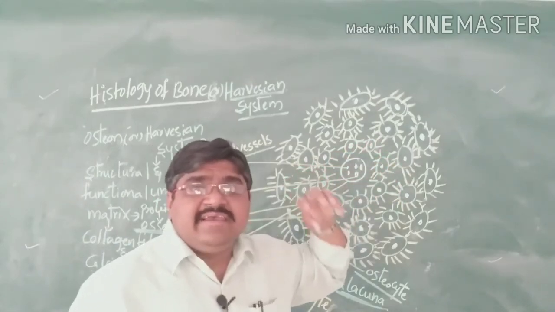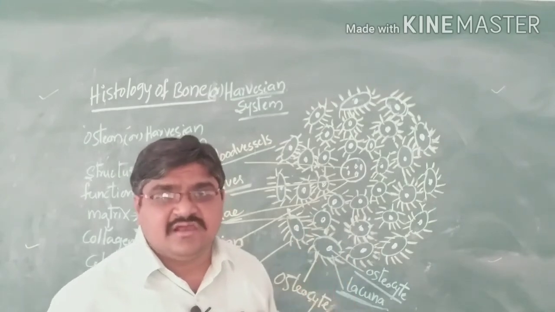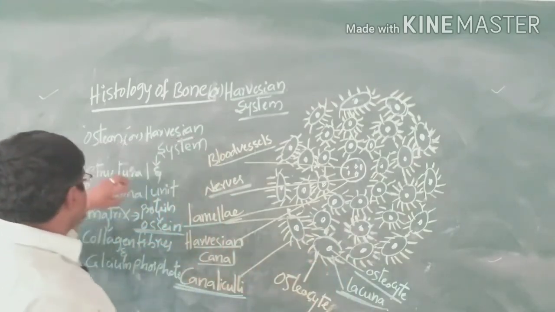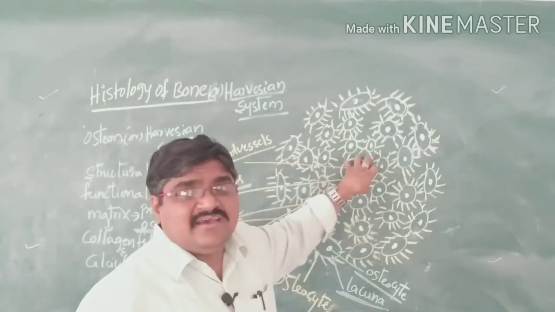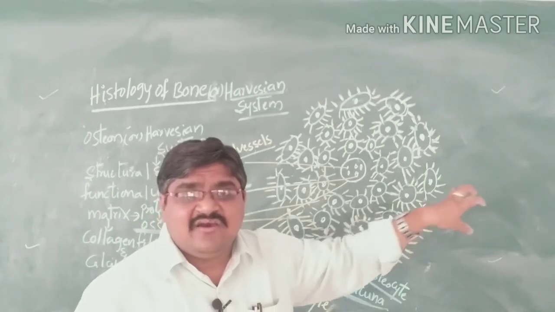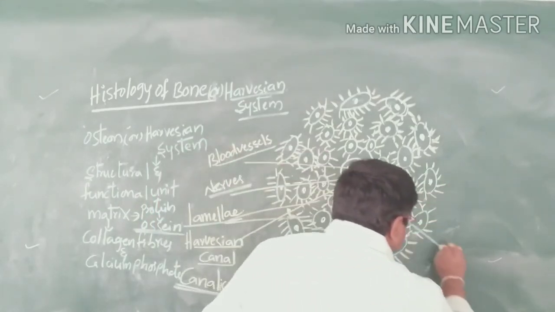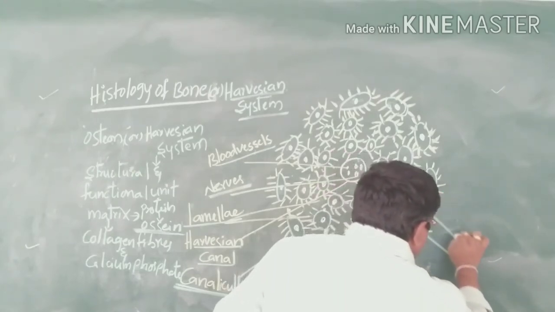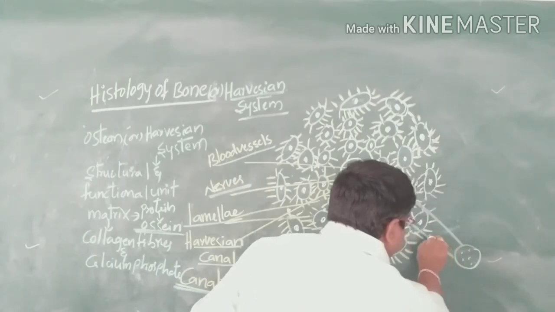Along with the canaliculi, as already said, there are millions of Haversian systems, otherwise called osteons. One Haversian system is connected to another adjacent Haversian system, and it is connected with a layer, that is, canals.